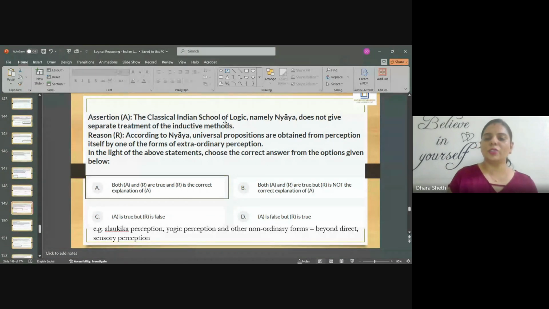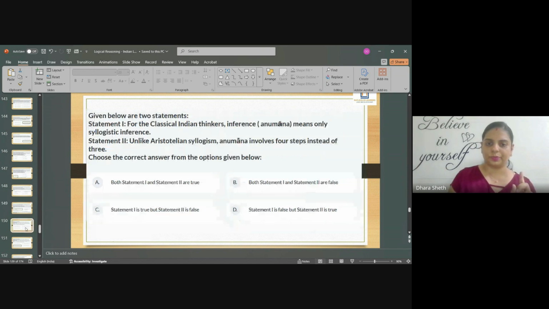The classical Indian school of logic does not give separate treatment of inductive method. It's true, but this statement, universal propositions are obtained from perception itself by one of the forms of extraordinary perception. If you remember, in the starting we talked about alaukik perception, yogic perception, all of these things. So in Nyaya Shastra, extraordinary perception is also allowed. So that is true.